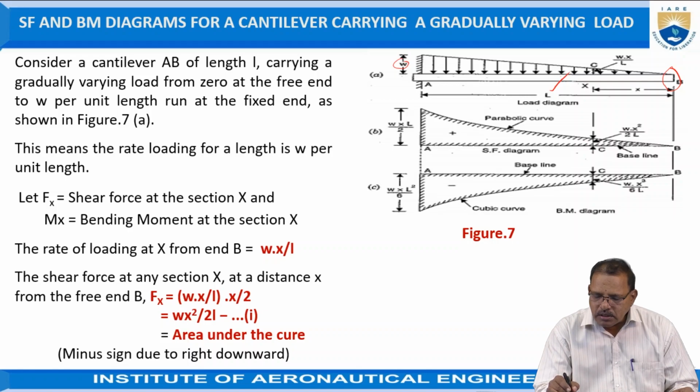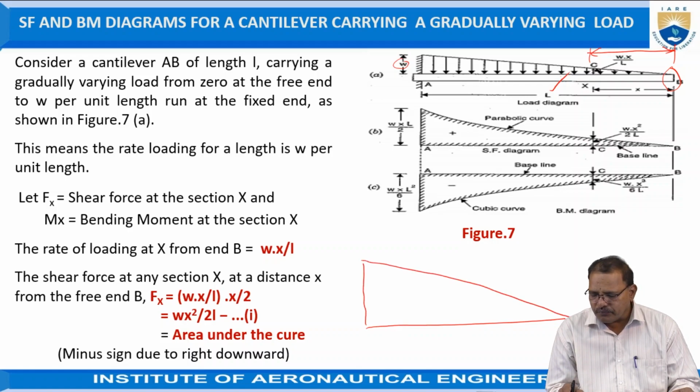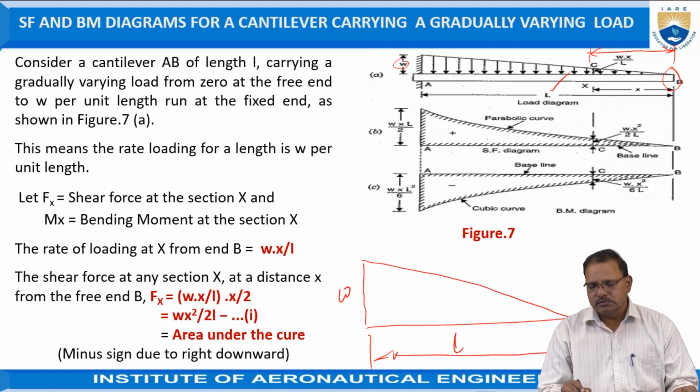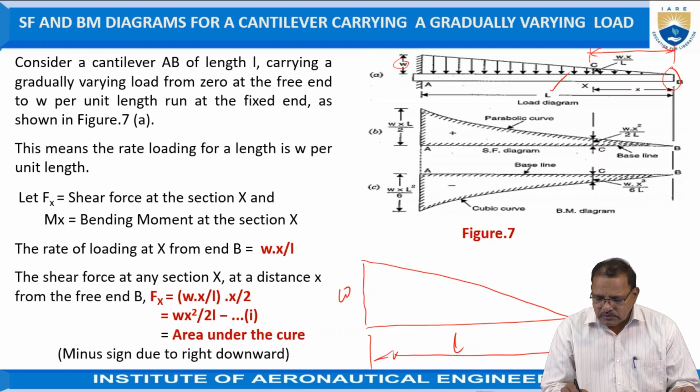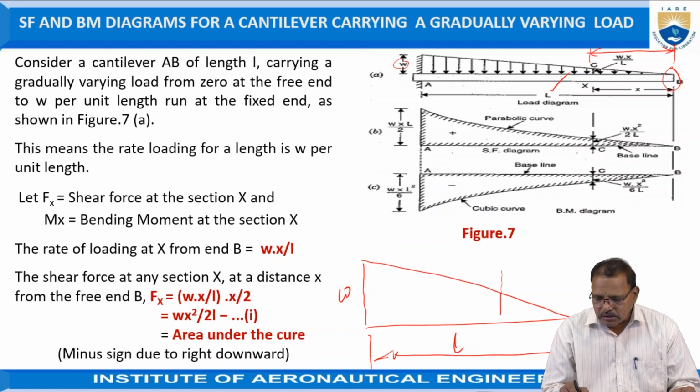That means at the middle, if you take some position at distance X, it is in the form of a triangle. This is treated as the length of the beam. Here it is given omega. At a distance of X, this height is required. It is called the load acting at this section.